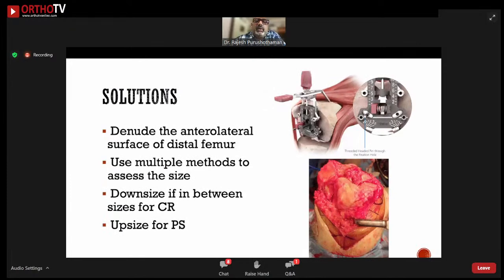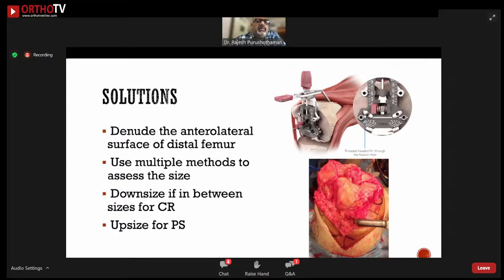The solutions: one is, whenever you are doing the sizing, you have to make sure that the tip of the jig is actually touching the femoral condyle. If it is pressing on the soft tissue, that may lead to oversizing. So you have to make sure that you remove an adequate amount of soft tissue from the anterolateral part of the distal femur so that your jig will be touching the distal femur. And you have to assess the multiple methods available with the distal femoral jig to ensure that you are putting the correct size.